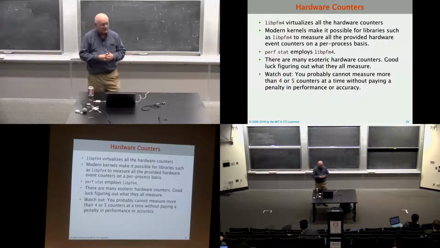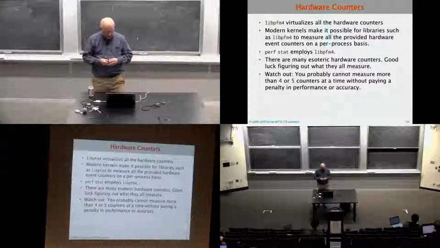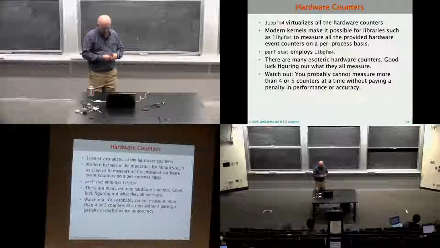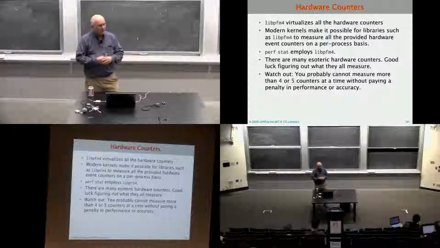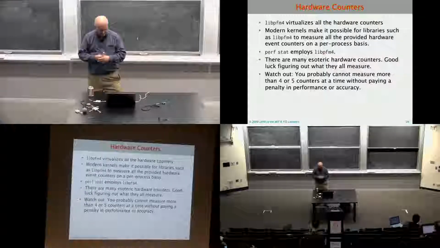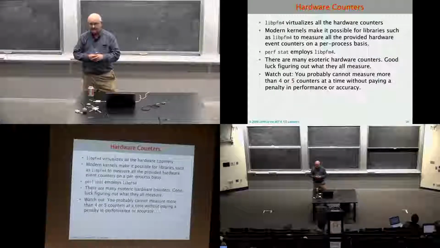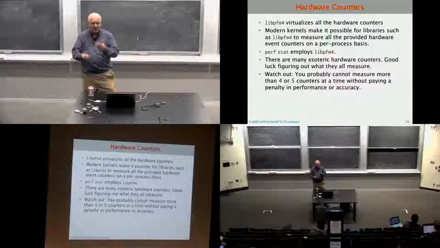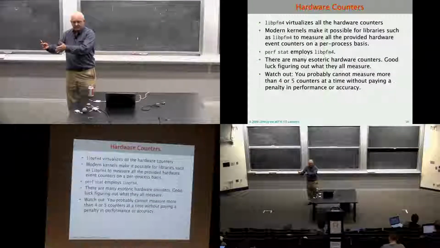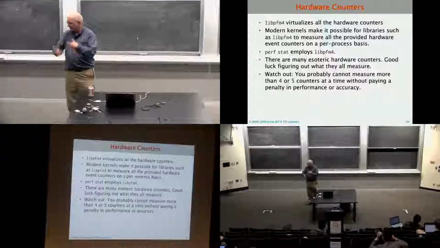Hardware counters. One of the nice things that's happened in recent years is that there has become available a library called libpfm4, which is virtualizing all the hardware counters so that you have access to all of these types of events on a per process basis. Normally there are hardware counters, but if there's context switching going on to some other process, what happens to your counters? They have to be saved, they have to be updated.